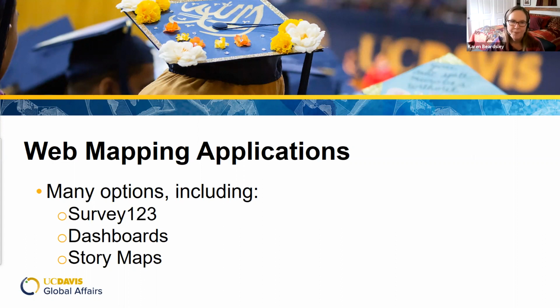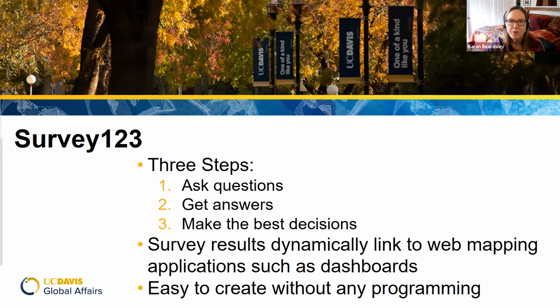So these are just three things that I listed here. Survey 123, as I mentioned, is a survey. You create a survey with your own questions. You get answers, and hopefully with those answers, you can see possibilities and ultimately make decisions. The survey results dynamically link to the web map. I shouldn't say the web mapping application, but that's a minor vocabulary point. It can link to something like a dashboard, and it does that by creating what's called a web map. So you link your survey to your dashboard, which is a web map application, through a web map.